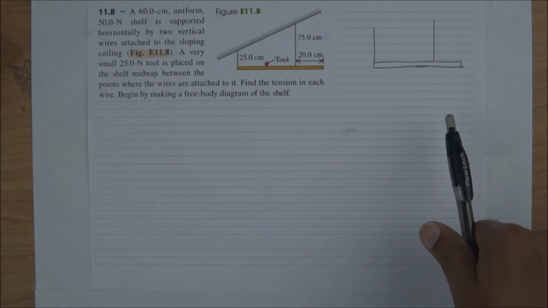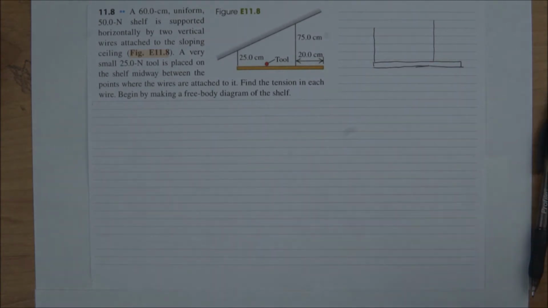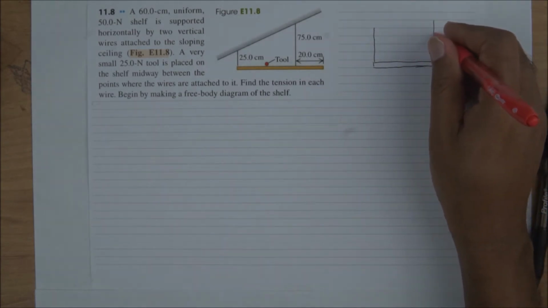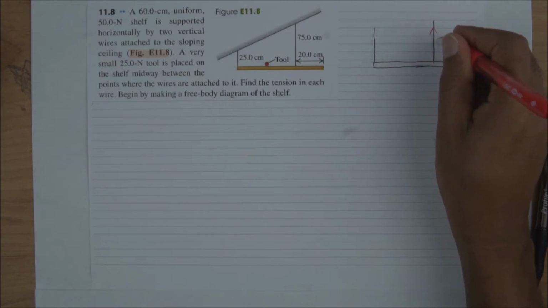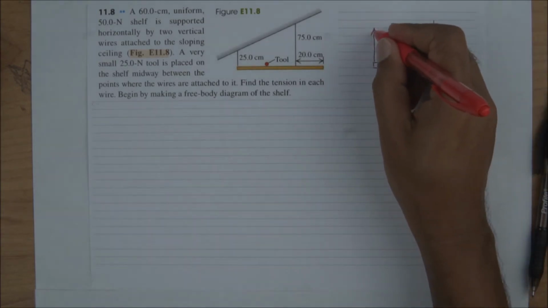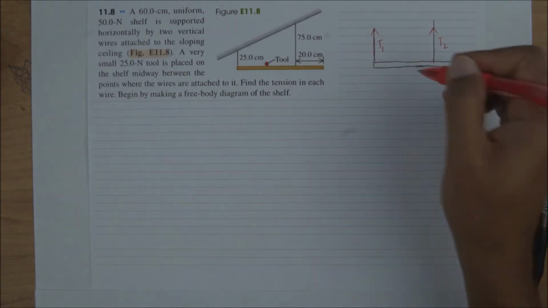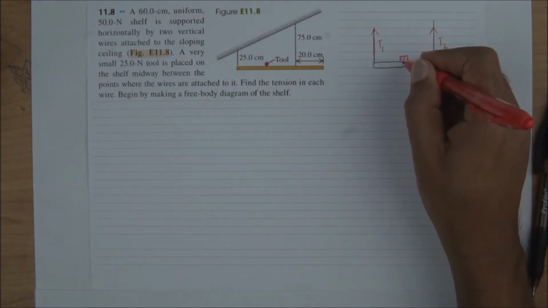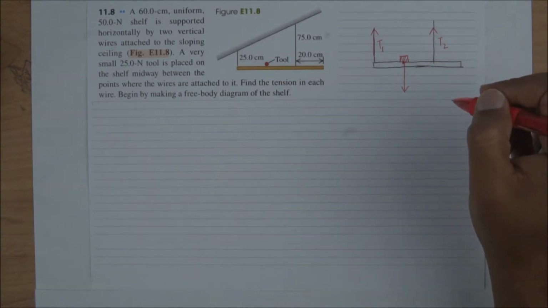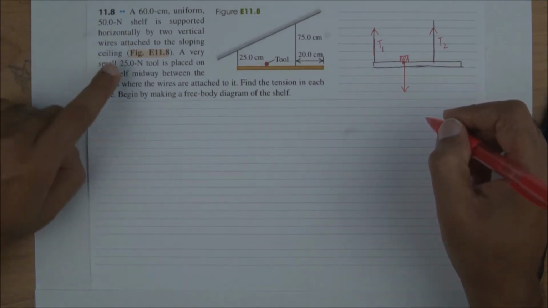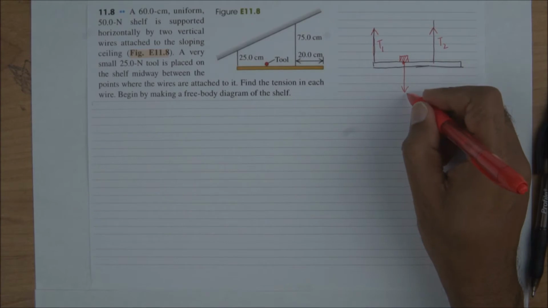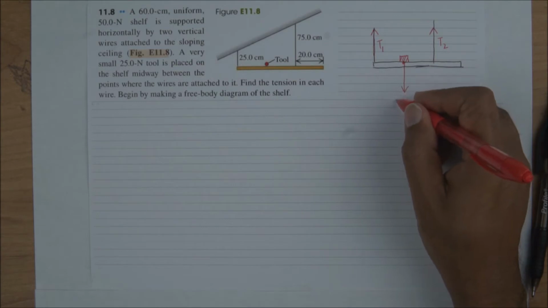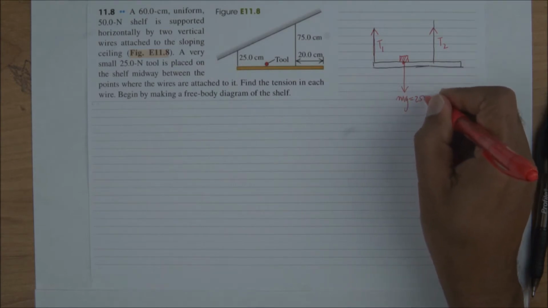So let's try to make the free body diagram by putting all the forces that are applied on this object. So one force is the tension right there. So let me call this T2 and let me call this T1. And there is a tool right in the middle of these two. And this applies a force of 25 Newton. So you can say lowercase mg, so mg equal to 25 Newton.